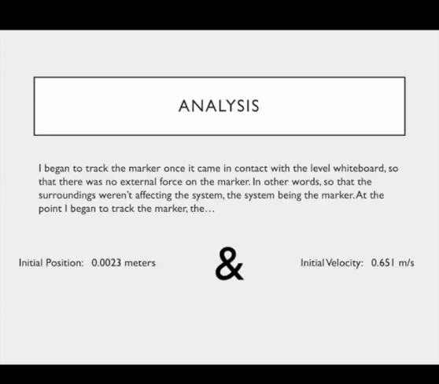So I began to track the marker once it came off the ramp and onto the level whiteboard, so that there was no external force on the marker. So in other words, the surroundings weren't affecting the system anymore, the system being the marker. At that point, when it came in contact with the whiteboard, the initial position was 0.0023 meters, and the initial velocity was 0.651 meters per second. Here is the video.